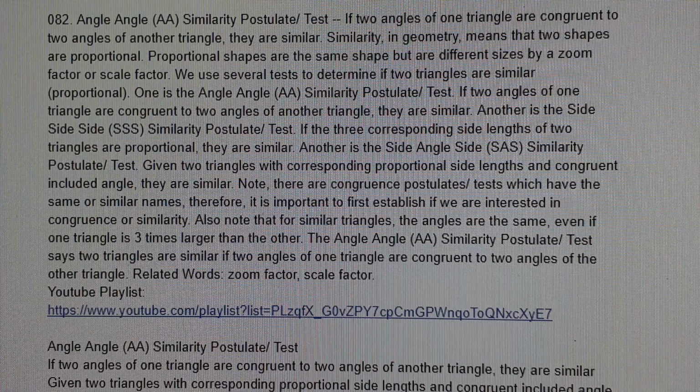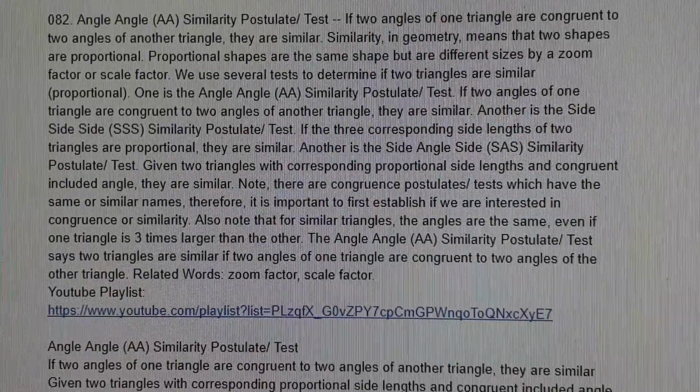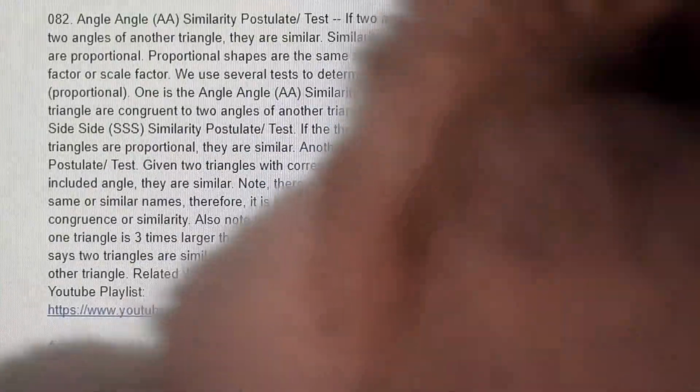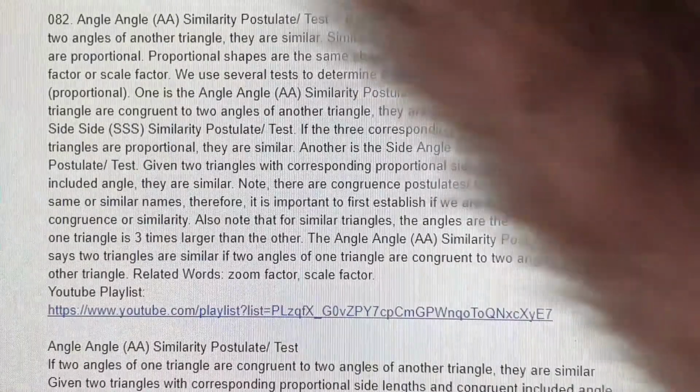Another is the side-angle-side (SAS) similarity postulate test. Given two triangles with corresponding proportional side lengths and a congruent included angle, they are similar.